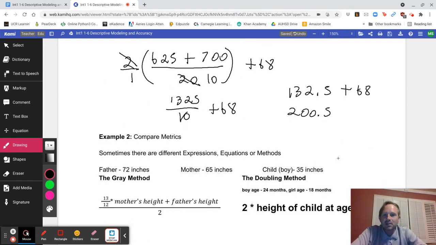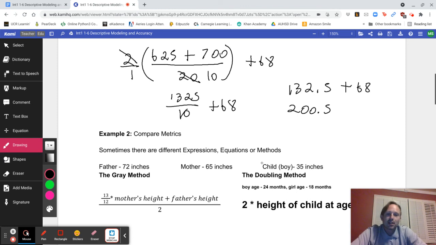Now, sometimes there are metrics. For example, if we want to figure out the height of a kid, because all parents are like, how tall will my kid be? Which is weird because they're always like, it doesn't matter, just love the kid. But let's go on. So here's the information. The father's 72 inches, the mother's 65 inches, and the child, who's a boy, is 35 inches.